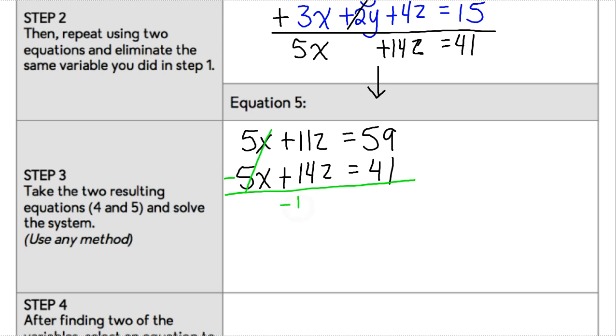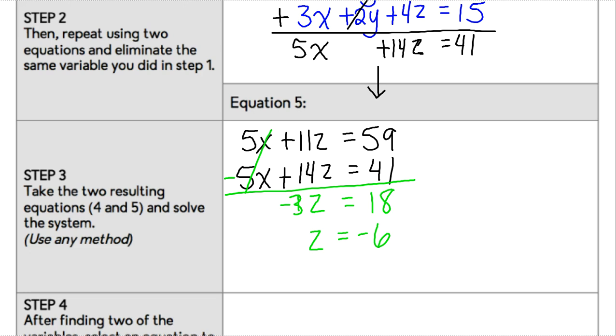I've got 11 minus 14, which, whoops, it's negative 3z. And 59 minus 41 is 18. So when I solve that, I get that z is negative 6. So we now have one of our variables.